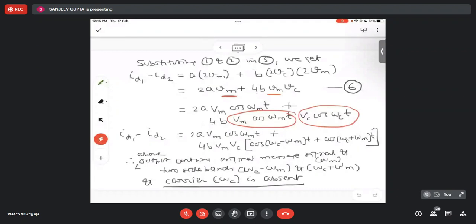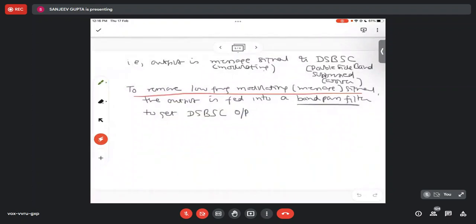In this equation number 7, the final equation that we got, carrier is absent. So basically I got double sideband suppressed carrier, and the message signal is also there. But I don't want the message signal right now because I have to generate a single sideband signal or double sideband suppressed carrier. So I have to remove this original message signal. Now, the original message signal, your modulating signal, is at a lower frequency.